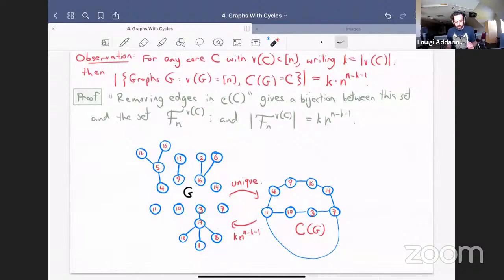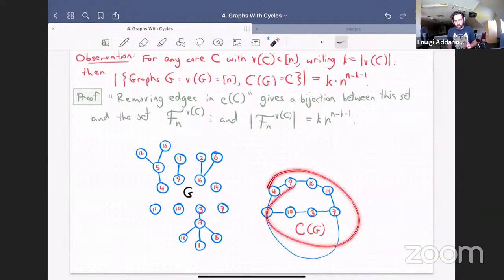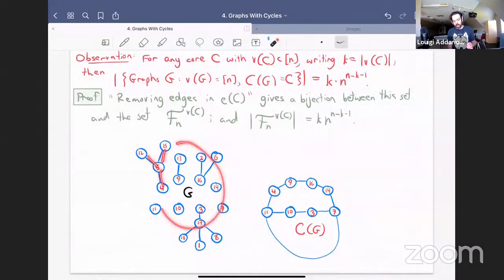So the point is that if I give you these two pictures, someone asked in the chat, how do you go back in the bijection there? The point is, if I show you the core and I show you this picture of all of the trees of this forest, then you can recover the graph G just by gluing the trees of the forest onto the corresponding vertices of the core. So this one goes on here, and this one goes on here, and this one goes on here, and so on. Okay, so that's the procedure.